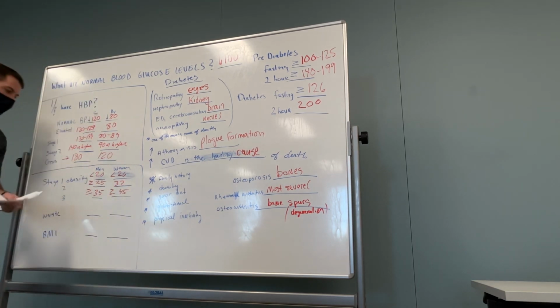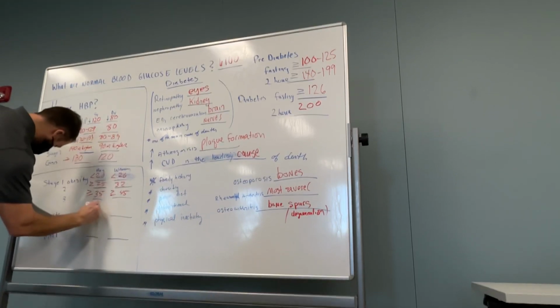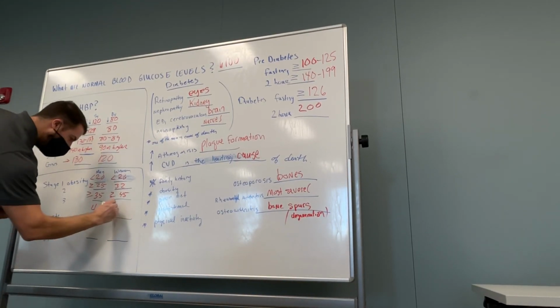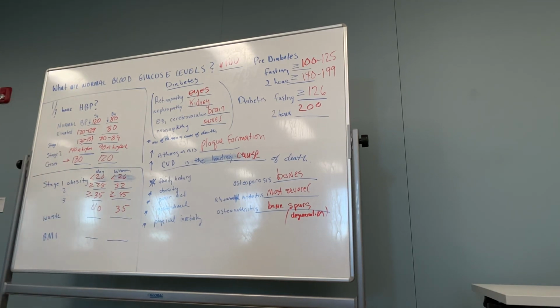Okay. What about waist circumference? What would be men's at risk for obesity? 40, good. What about for women? Good. Nice. And what about BMI? Now this one we didn't go over, but what do you think BMI would be?